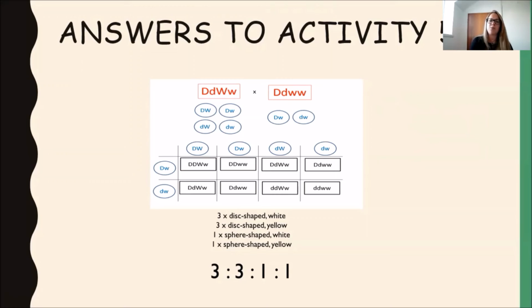So our ratio, as we can see, down our phenotypes, we've got 3 disc-shaped and white, 3 disc-shaped and yellow, 1 sphere-shaped and white, 1 sphere-shaped and yellow. So our ratio is 3 to 3 to 1 to 1. It's really important when we're doing questions on dihybrid inheritance that we use the words in the question to write down the phenotype. We mustn't change what the characteristics are of that particular organism. So just use the words from the question to write the phenotype.